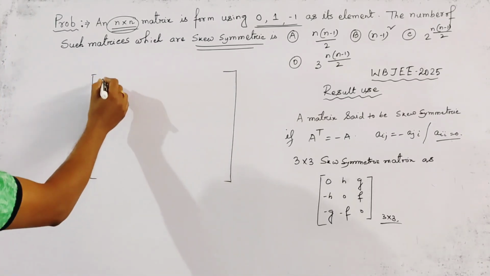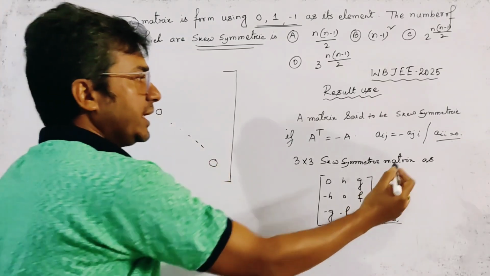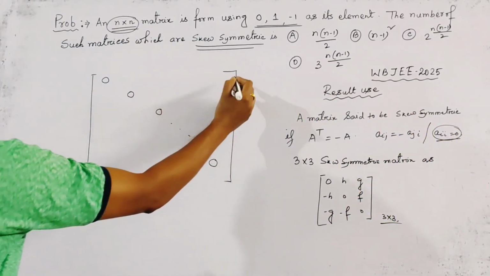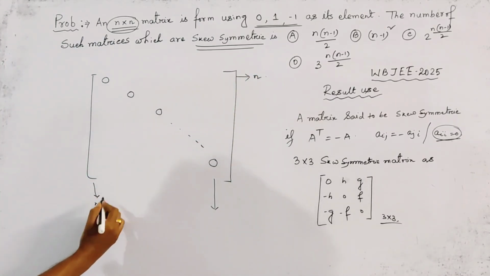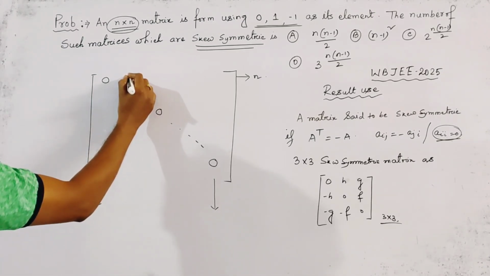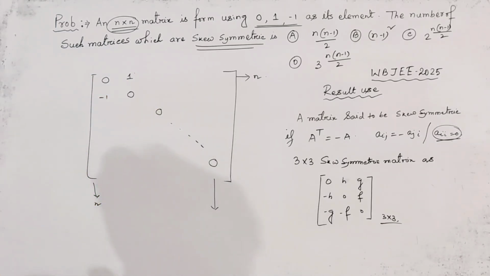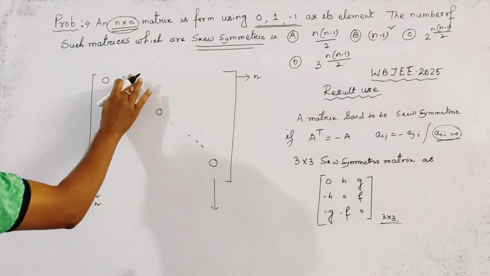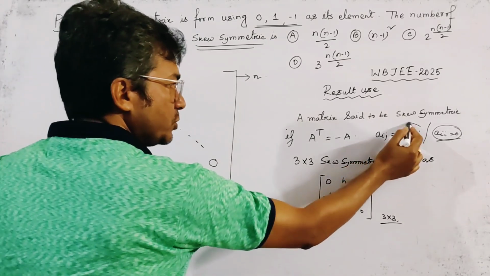We first write all the diagonal elements. These must be 0, since we already said Aii equals 0 for a skew symmetric matrix. Now in each row there are n elements, and in each column also n elements. If we put 1 here, then we must put -1 in the mirrored position. If we put -1 here, then we put 1 there. And if we put 0 here, then it is also 0 there because of this property.